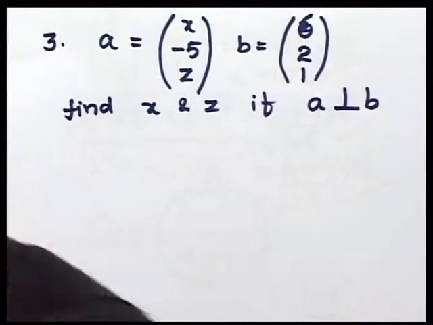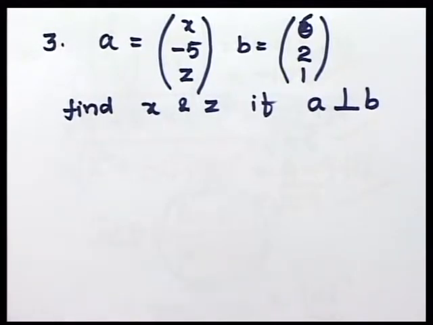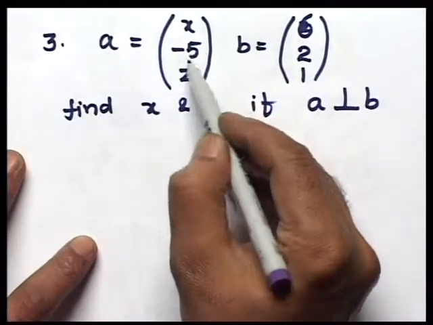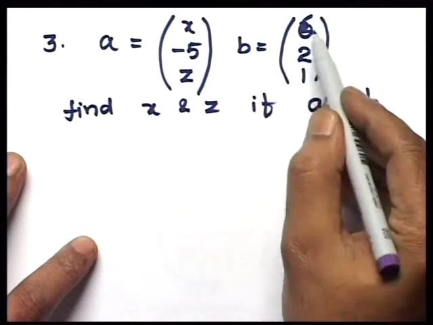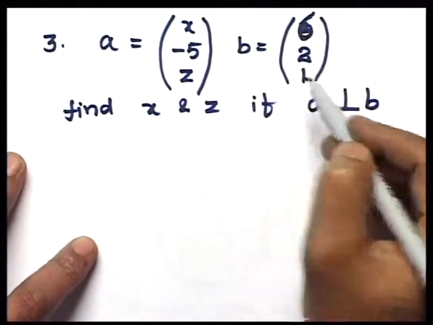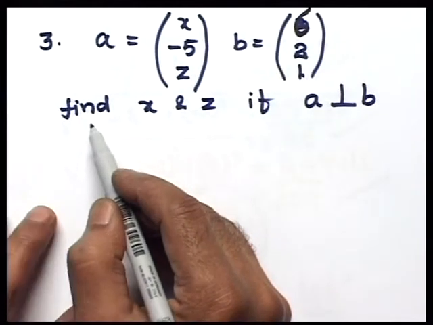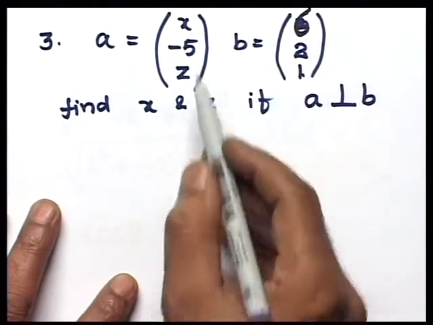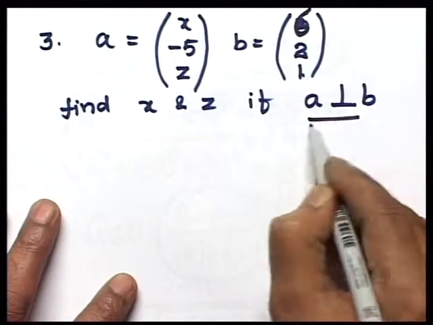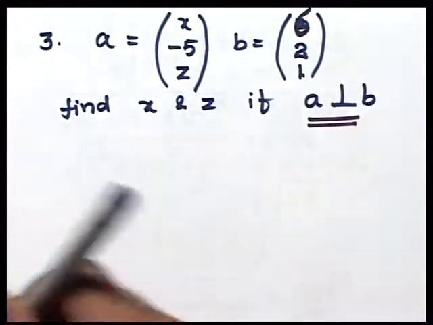Examination questions they are, so listen very carefully. A equals x, minus 5, z. B equals 6, 2 and 1. Question 1, find x and z, those two numbers, given that A is at right angles to B.